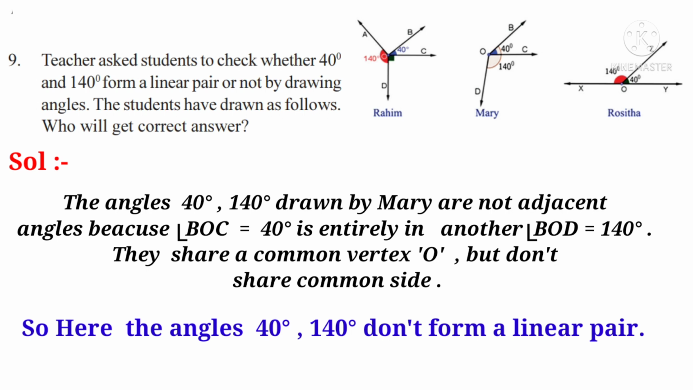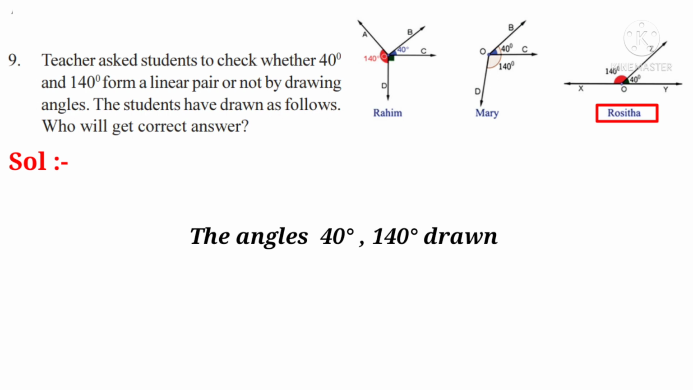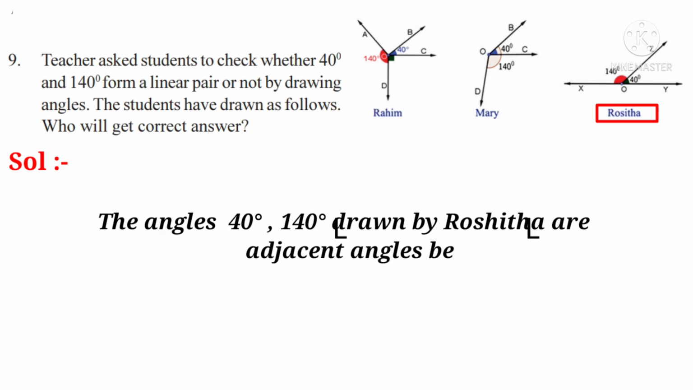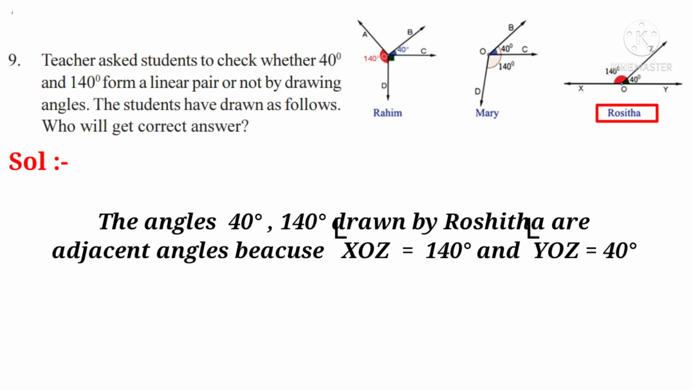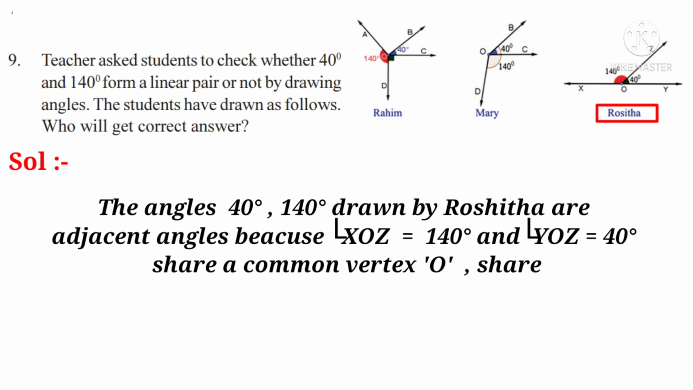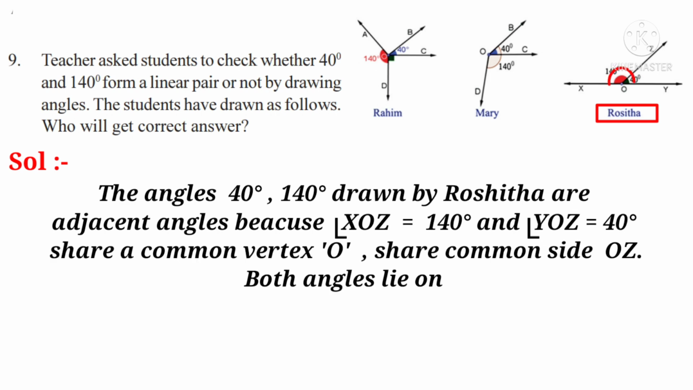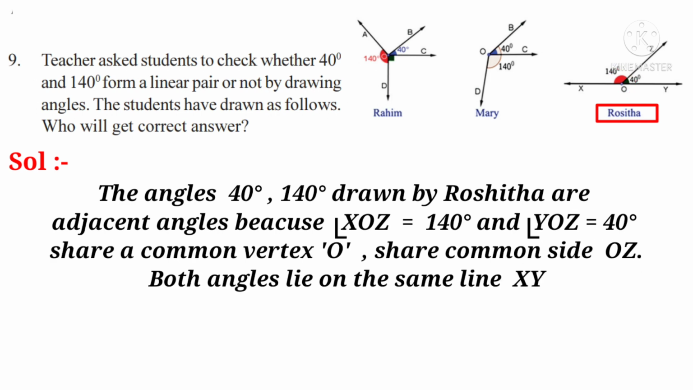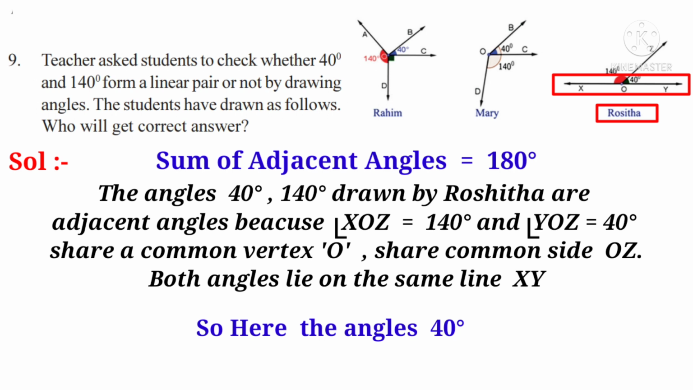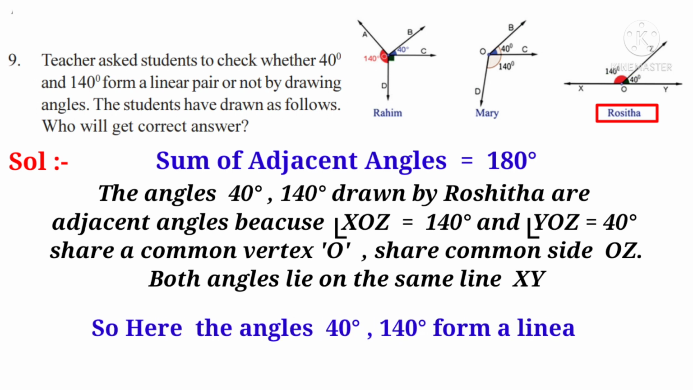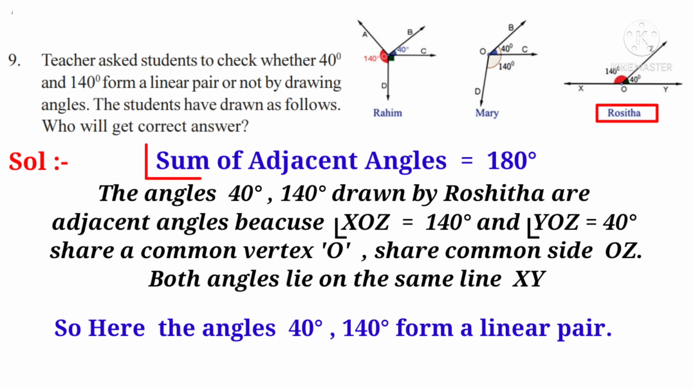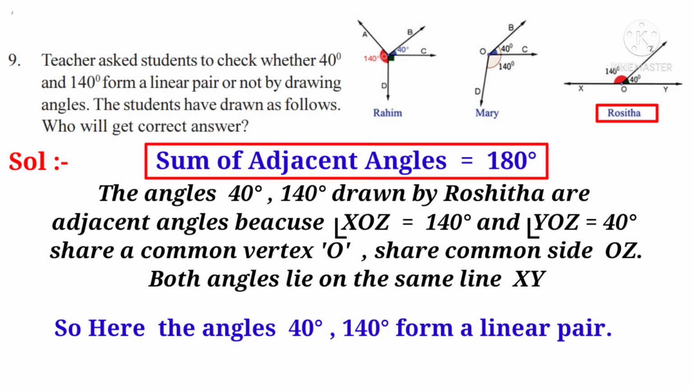Let us observe the figure drawn by the third student. The angles of 40 degrees, 140 degrees drawn by Roshita are adjacent angles, because angle XYZ is equal to 140 degrees and angle YYZ is equal to 40 degrees, share a common vertex O and share common side OZ. Both angles lie on the same line XY. So they are adjacent angles, also lie on the same line. So the given angles of 40 degrees and 140 degrees form a linear pair. So the answer given by Roshita is correct.